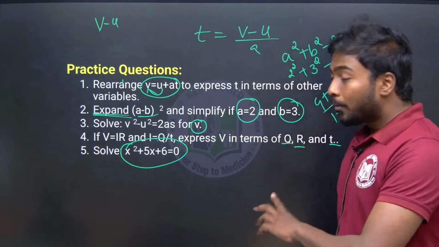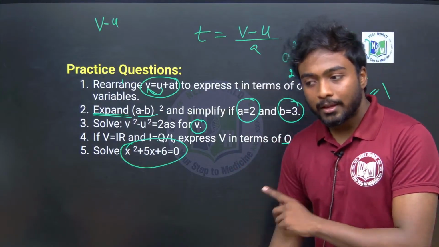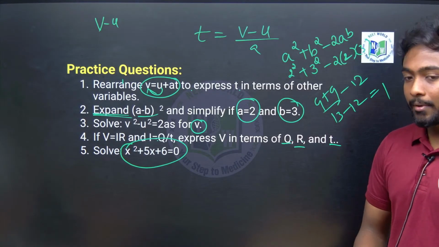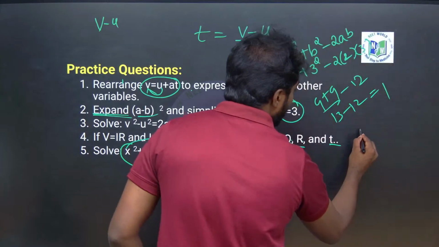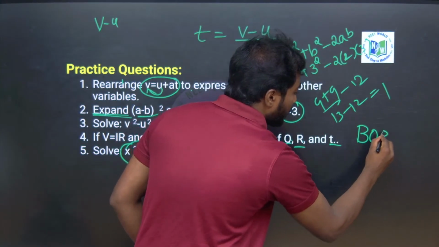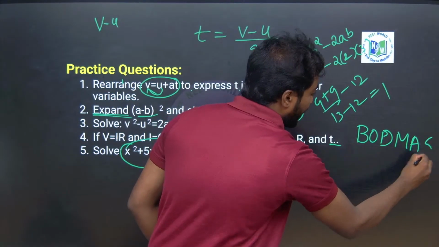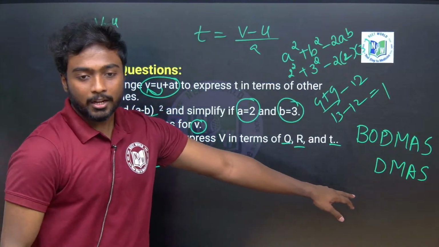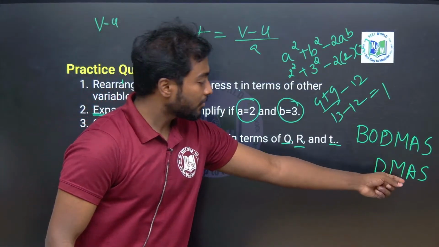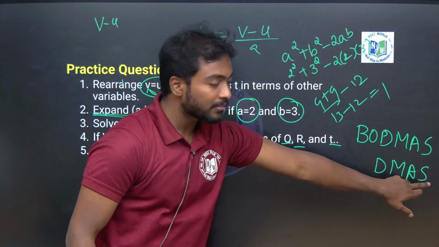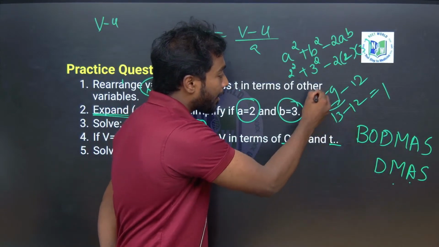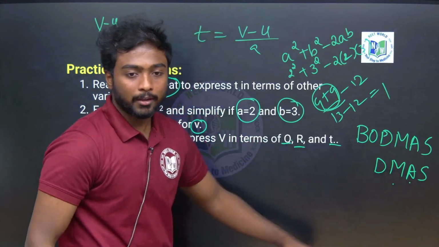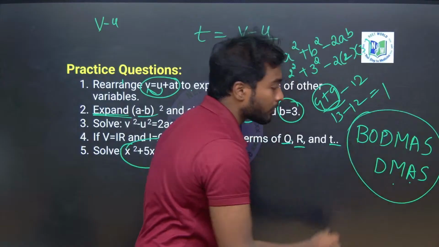One more thing: whenever you are solving equations, linear equations or quadratic equations, use the BODMAS or DMAS method. You have to remember BODMAS or DMAS. D is nothing but first I need to apply division, next multiplication, addition and subtraction. So I first added the values and then I subtracted. Okay, so remember this one.